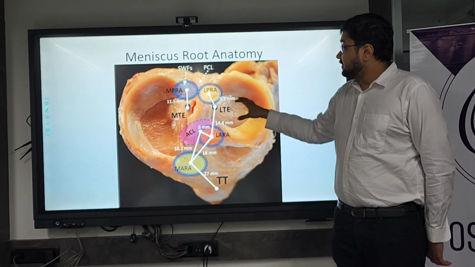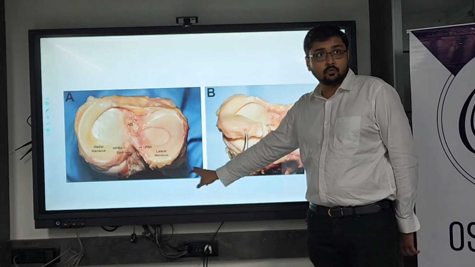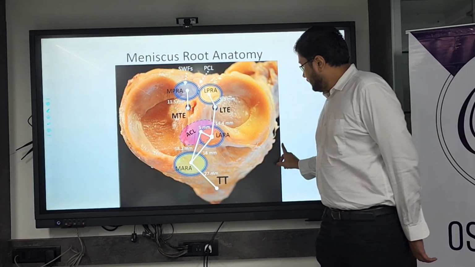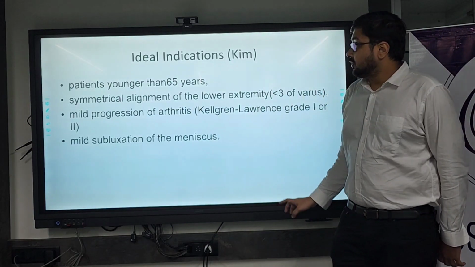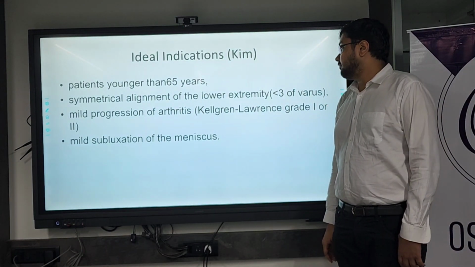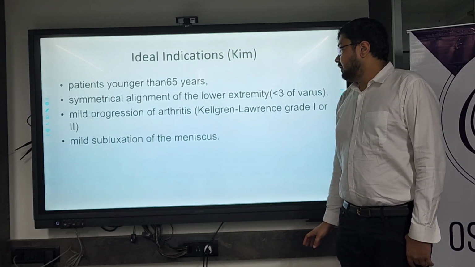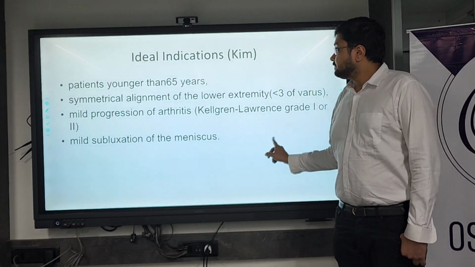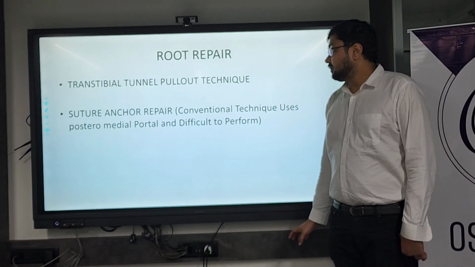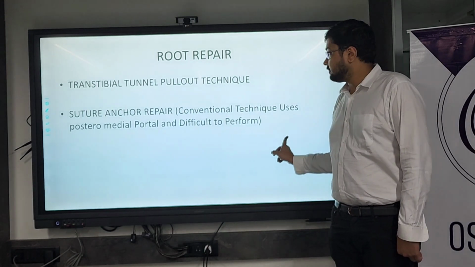So this is basically the meniscus root anatomy. MARA is medial anterior root avulsion. So the indication for this is a patient younger than 65 years of age, symmetrical alignment of the lower extremities, which is less than 3 degrees of varus, mild progression of arthritis, and mild subluxation of the meniscus. So we just use a transtibial tunnel pull-out technique or a suture anchor repair, which was conventional. The conventional technique uses a posteromedial portal and is difficult to perform.